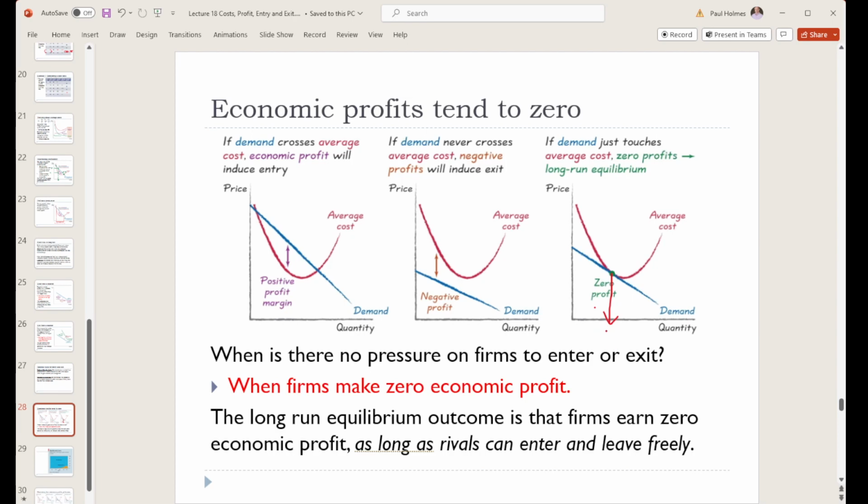Well, that's adequate. It's not great, but it's good enough. It's good enough for us to stay in this market. There won't be pressure on the market for new firms to enter, nor for existing firms to leave. We say this market is in its long-run equilibrium. And so that means that no firms will be either entering or exiting the market, and firms in the market currently will make zero economic profit.